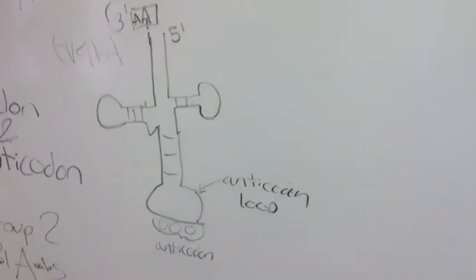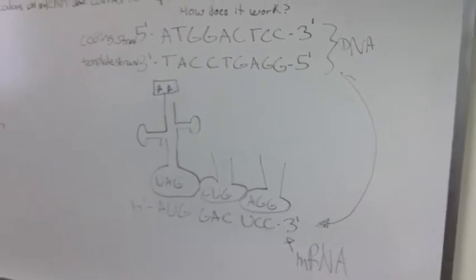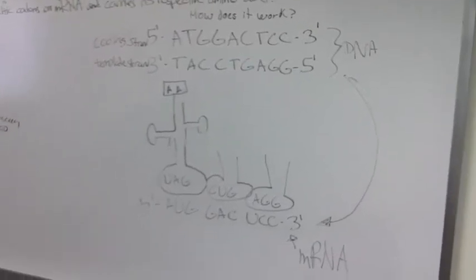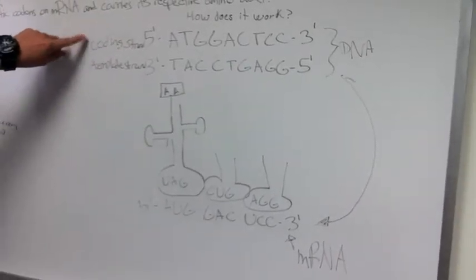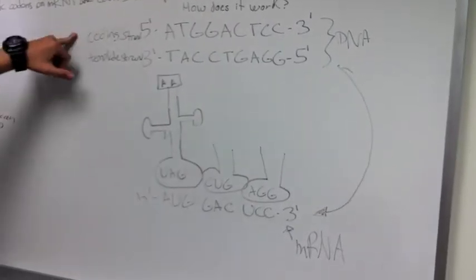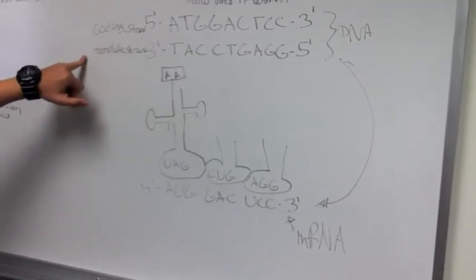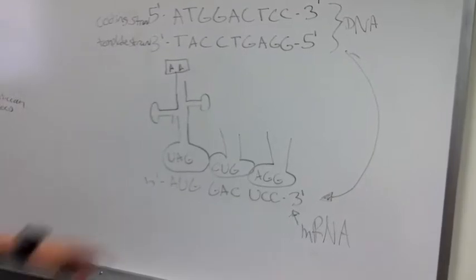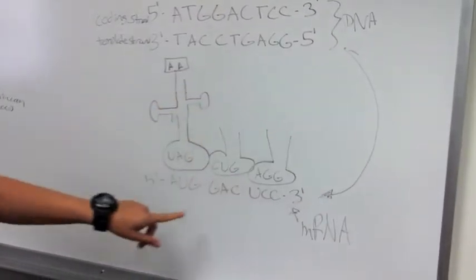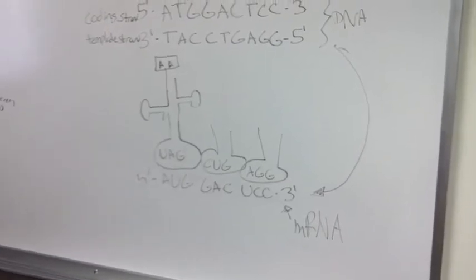So how does it actually work? Well, starting from DNA, you have the coding strand, which is what we want to translate in the end eventually. We find the complementary strand that is antiparallel to the coding strand, and eventually that will be transcribed into the mRNA. Again, it's going to be antiparallel to it.